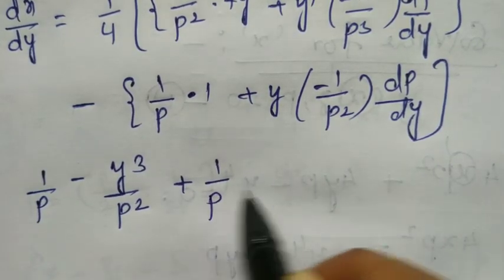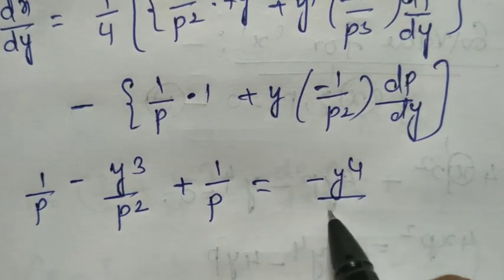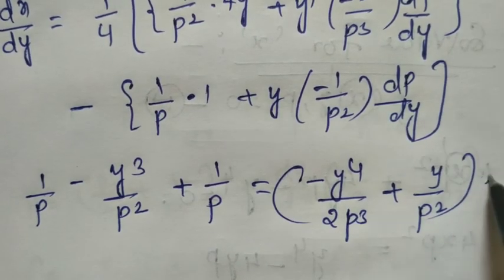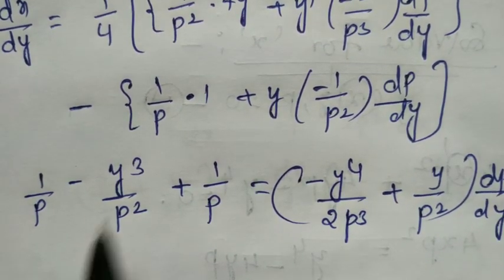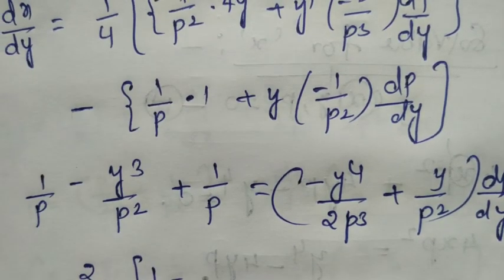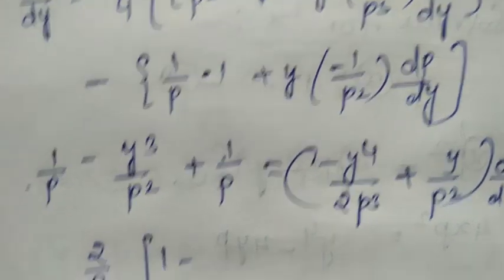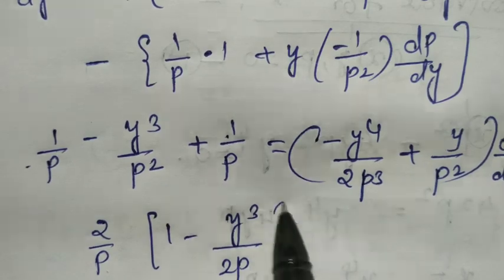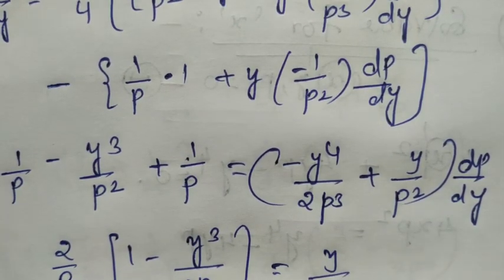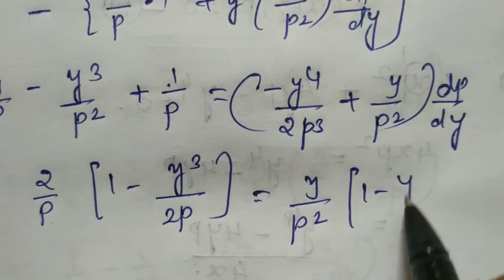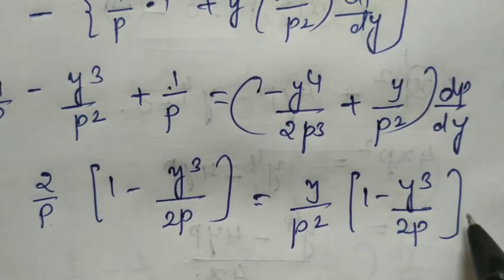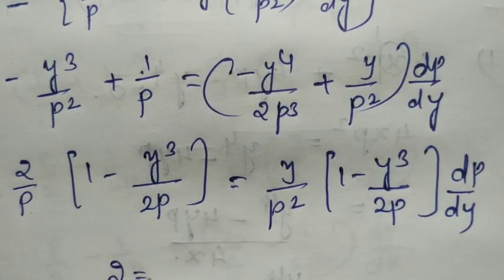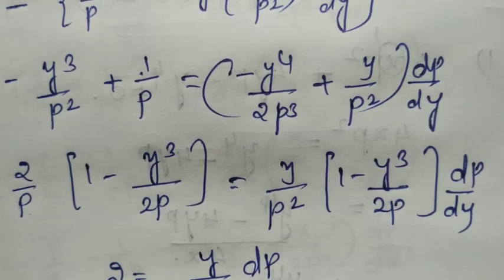So that can be written as 1 by p of 1 by p minus y cube by p square plus 1 by p equals minus y power 4 by 2p cube plus y by p square of dp by dy. Therefore 2 by p of 1 minus y cube by 2p equals, here y by p square is common, then 1 minus y cube by 2p into dp by dy. Then 2 equals y by p dp by dy.